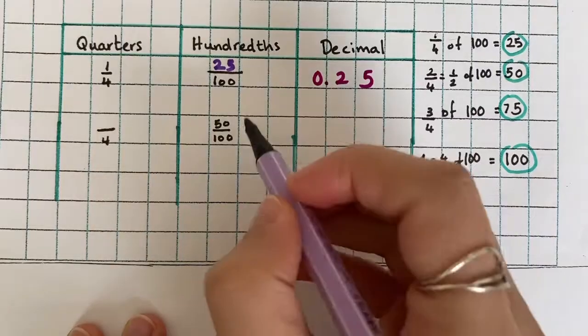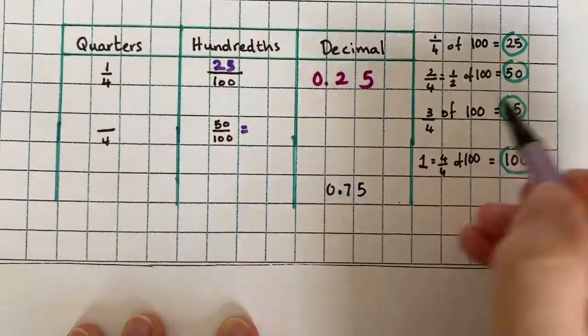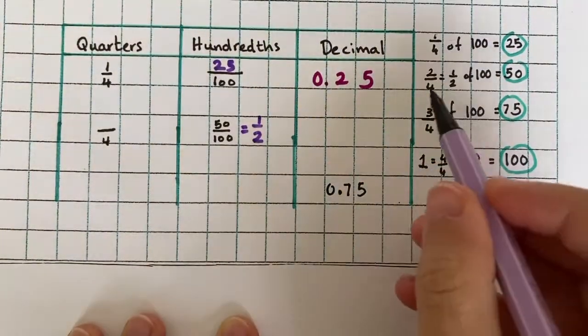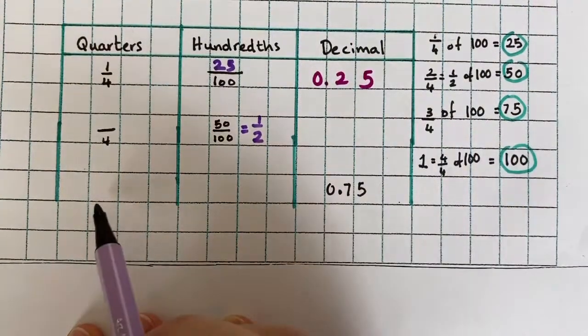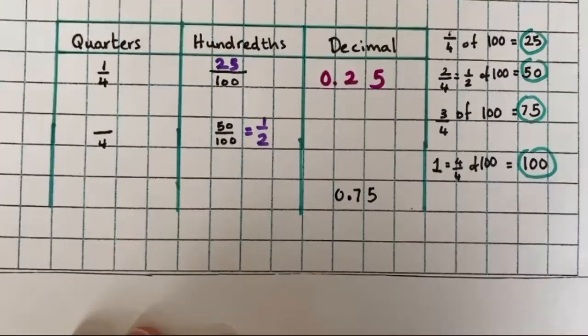What about 50 hundredths? We know that 50 hundredths is equivalent to 1/2. So how would you write that as quarters? What about 0.75? How would you write that as quarters and as hundredths? Remember to use the known facts on the side.